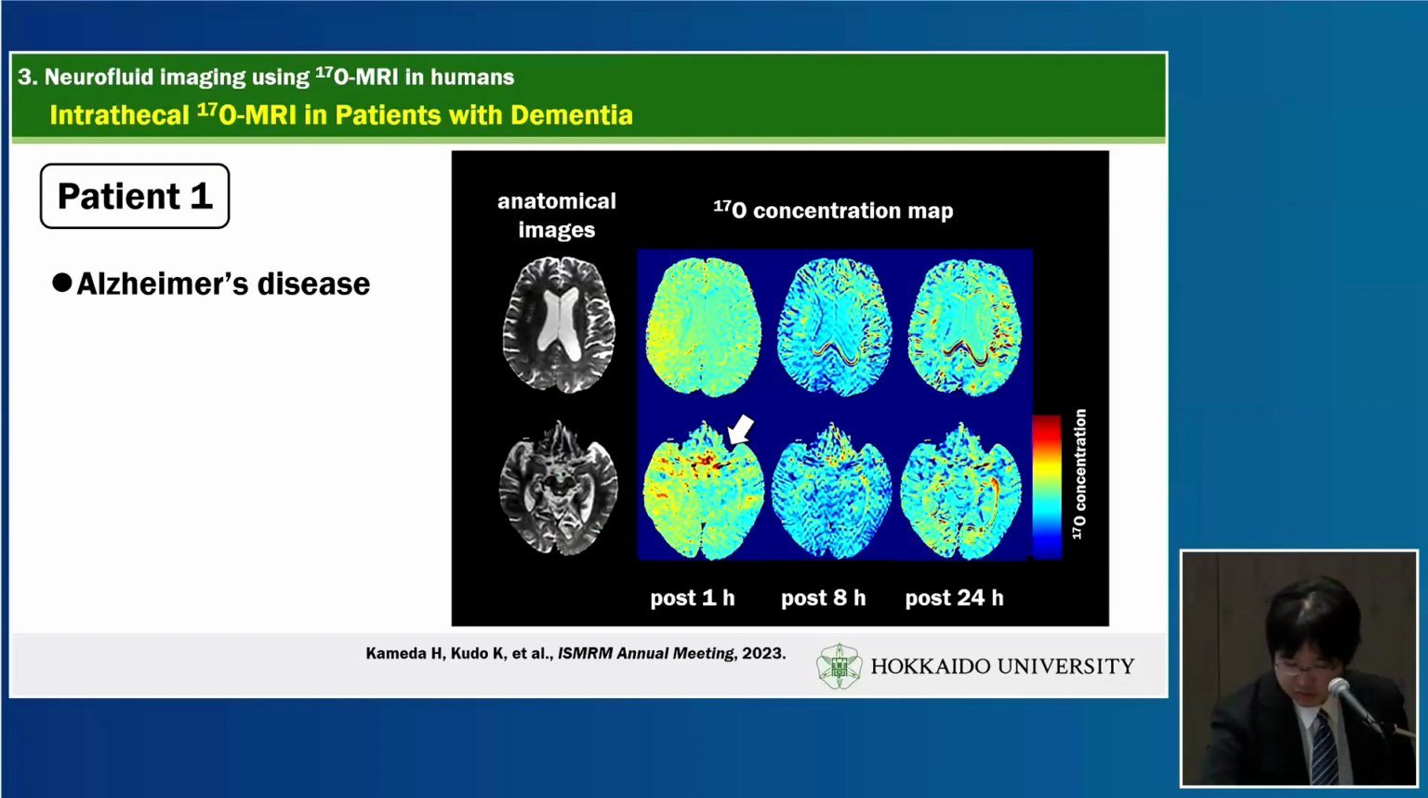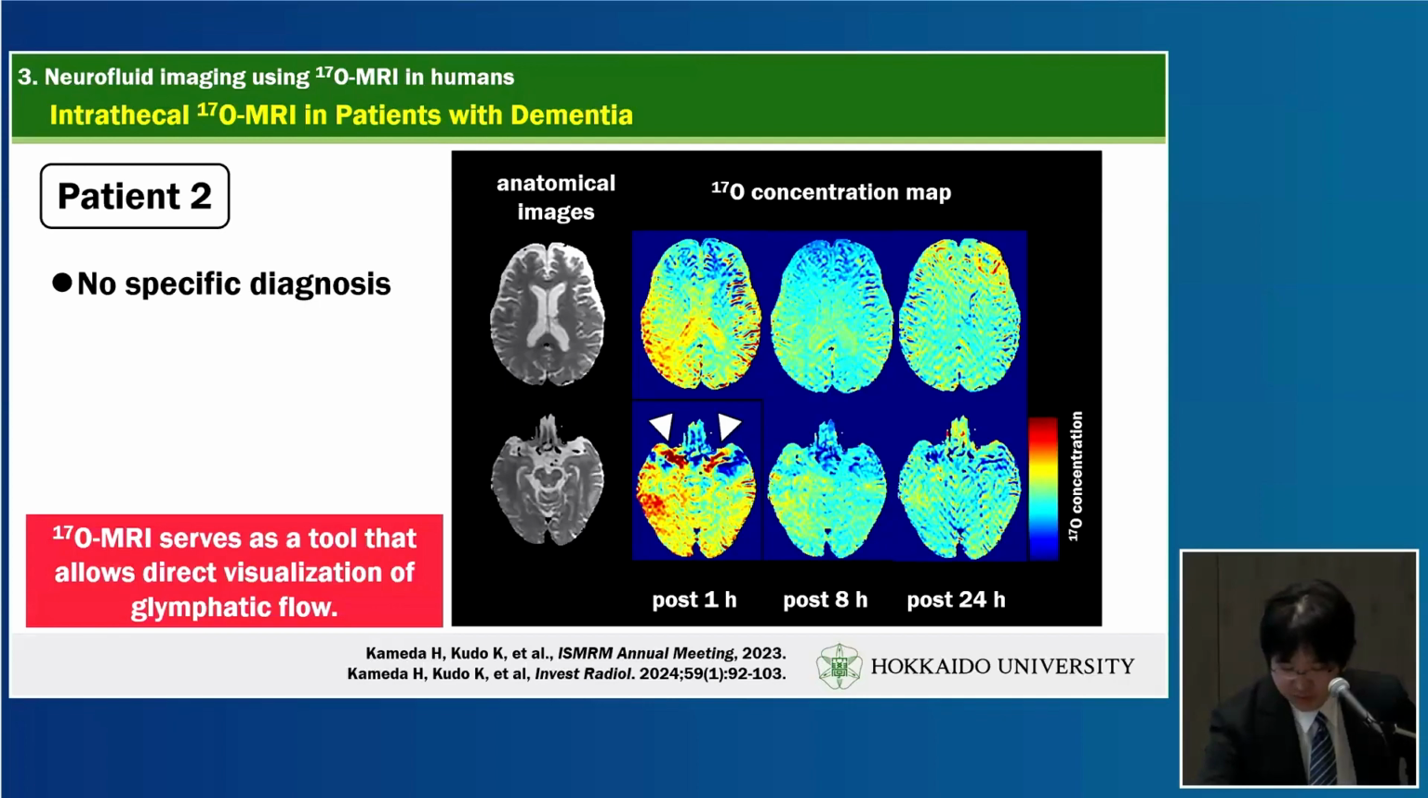I will show 2 patients regarding the infiltration of O17 water from the CSF space into the brain. This patient was finally diagnosed with Alzheimer's disease. In the O17 concentration map, the O17 was prominent in the basal cistern immediately after administration, which gradually decreased. The brain parenchyma showed a similar pattern, although with uneven distribution across the region.